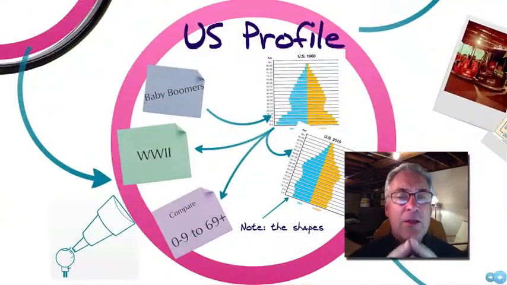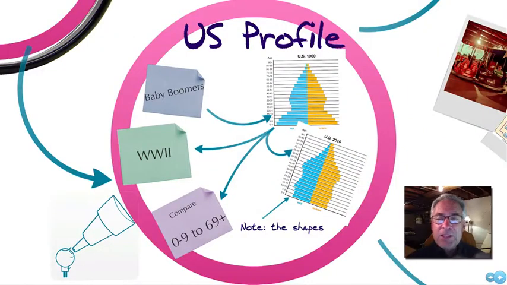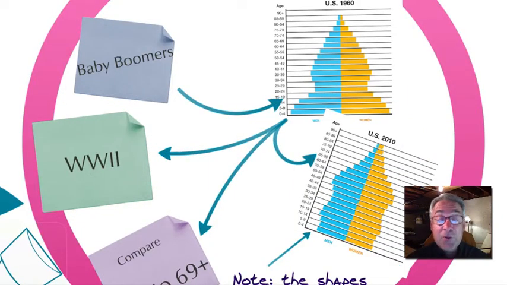Now let's take a look at the United States profile. Basically a 50-year period from 1960 to 2010. Three things that I want you to look at. First of all, where the baby boomers are, the impact of World War II, and then compare 0 to 9 years to 69 and plus years. Let's look at the 1960 one first.